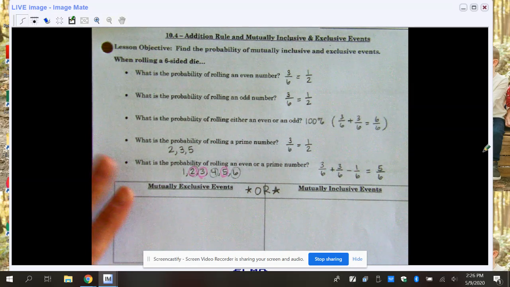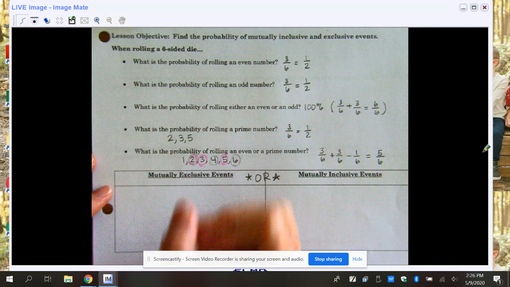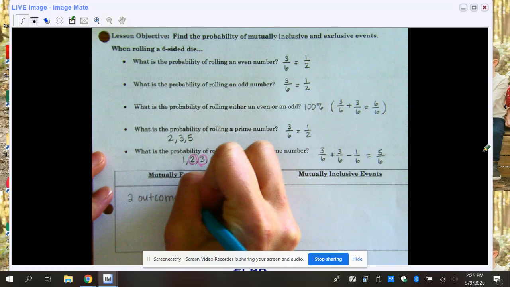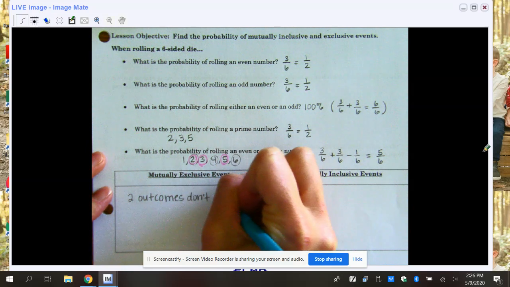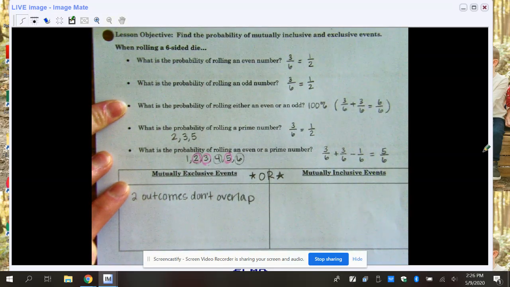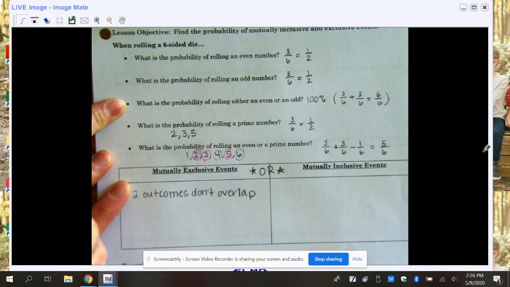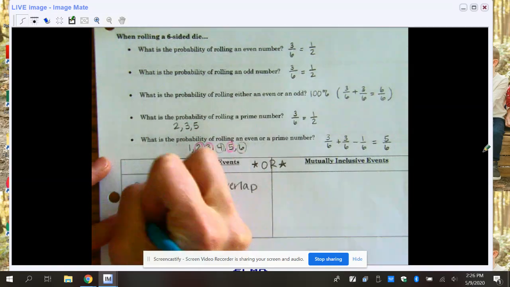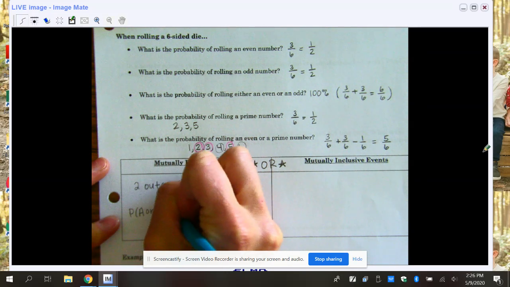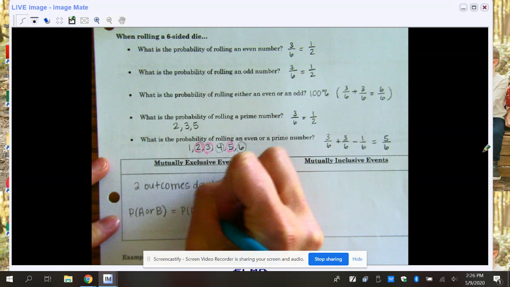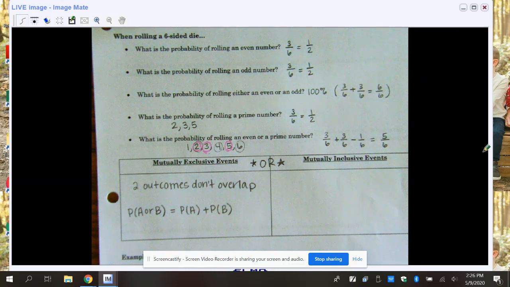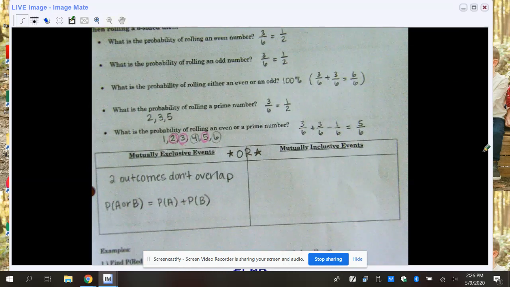Okay, so if 2 things are mutually exclusive, that means that 2 outcomes do not overlap. All right, so that would be like this example here. There's no evens that are also odds, or vice versa, so we don't have to subtract anything. So the probability that A or B happens is the probability of A plus the probability of B. That would give you the probability that either one of those things happens.